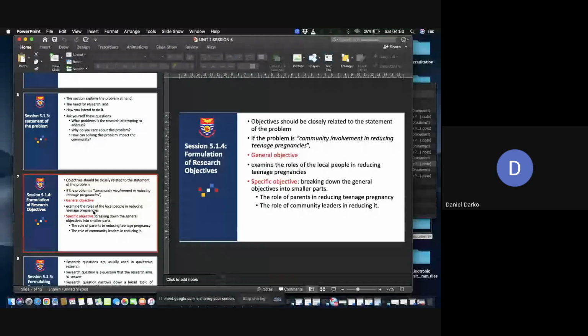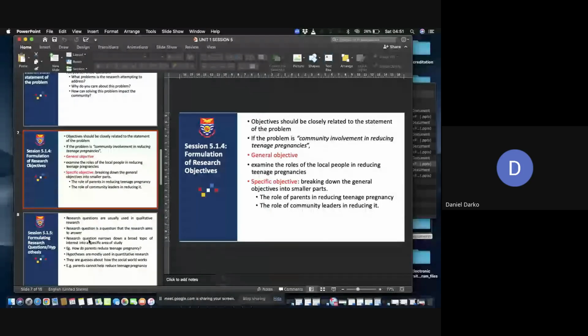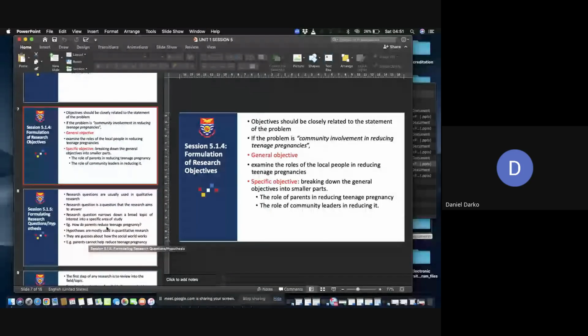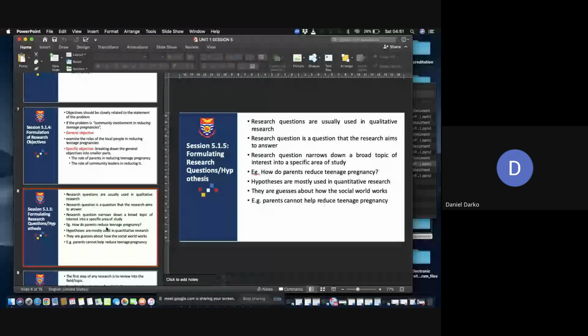Now, you have to break down the general objective into smaller parts for you to have specific objectives. So, the same topic, community involvement in reducing teenage pregnancy, you can look at the role of parents in reducing teenage pregnancy. Examine the role of community leaders in reducing teenage pregnancy. So we've broken it down into smaller units at the specific objective level. Any question before we continue?